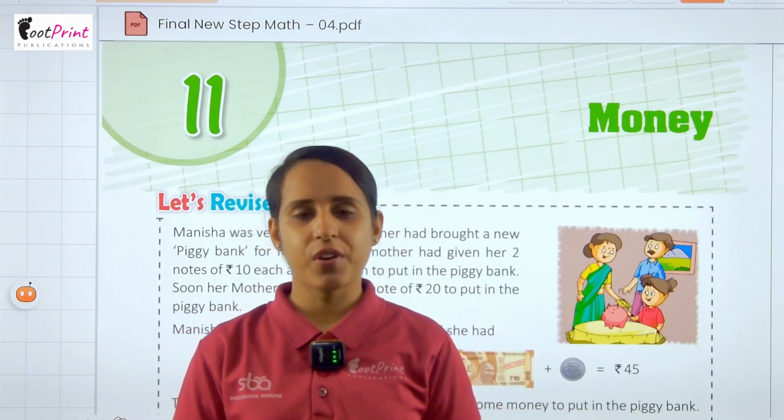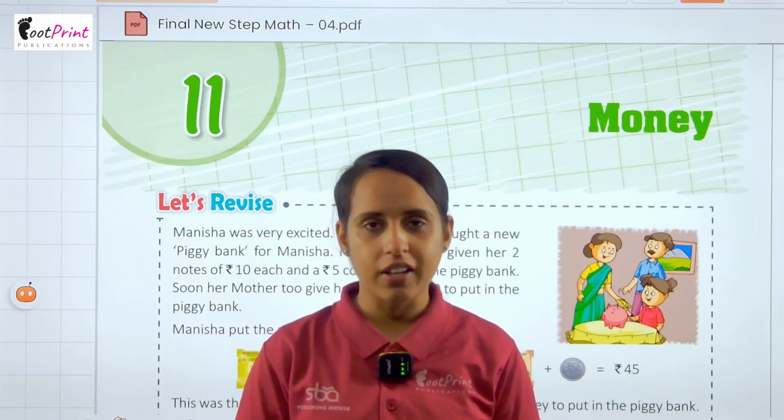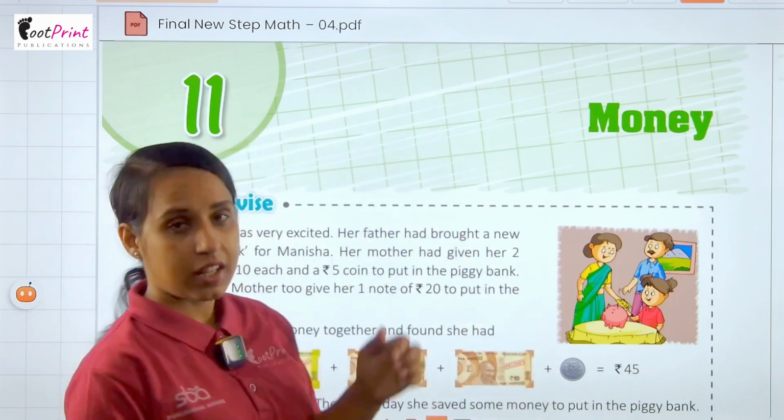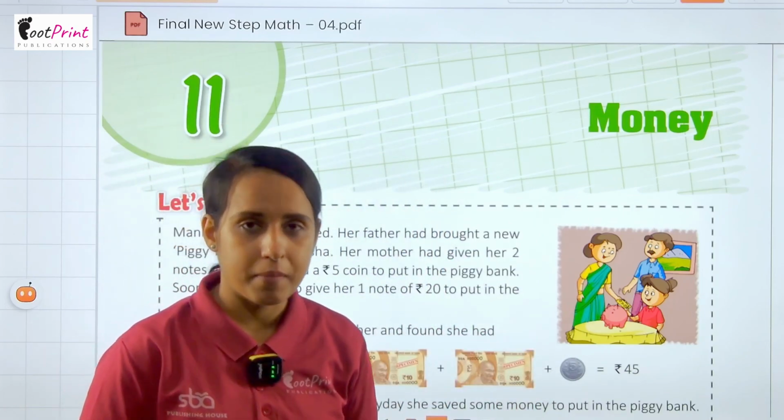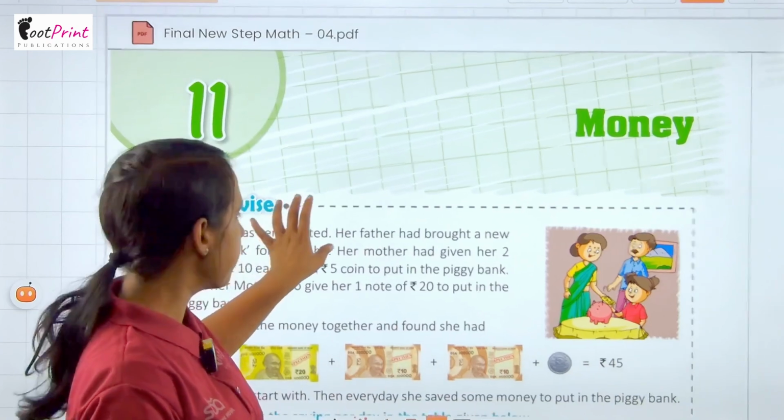This is your mentor Nisha Gola, and today with me we will start our chapter number 11, and the name of the chapter is Money. So let's start here.